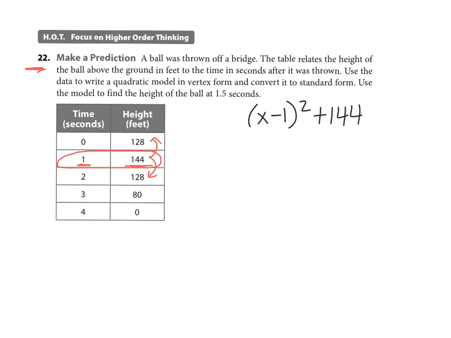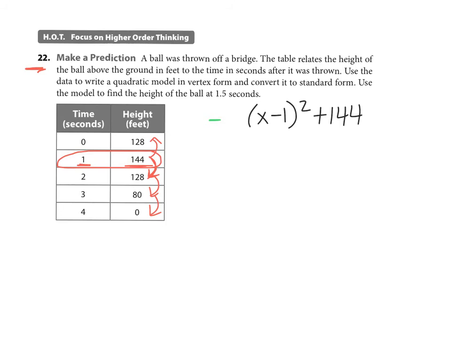Now I need to find my coefficient out front. So what do I do again? First I look and see what's happening here to my values. They're all going down. Since they're going down, that means this is a negative. But I still have to find the value here. So how do I figure out the value?